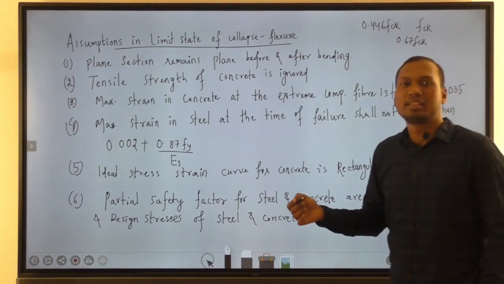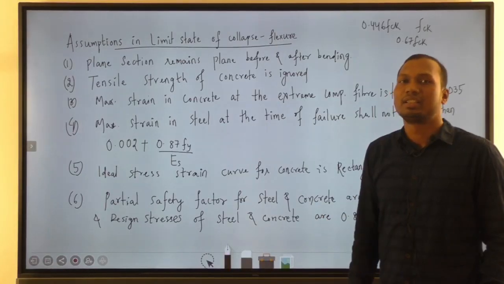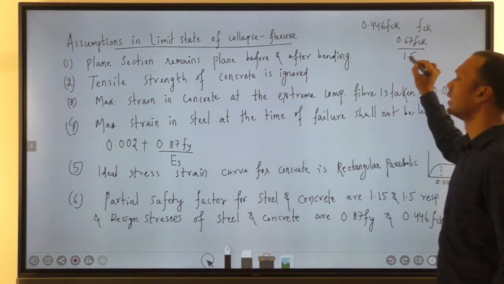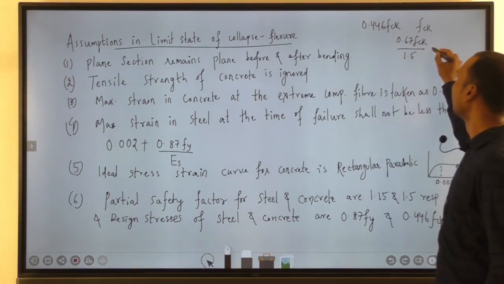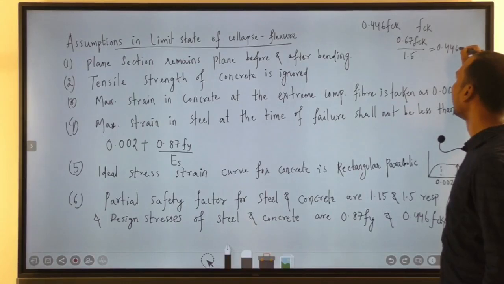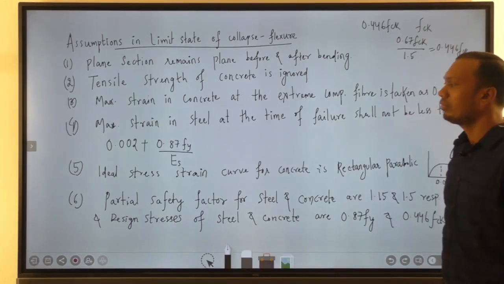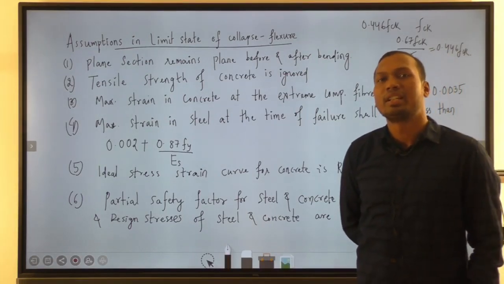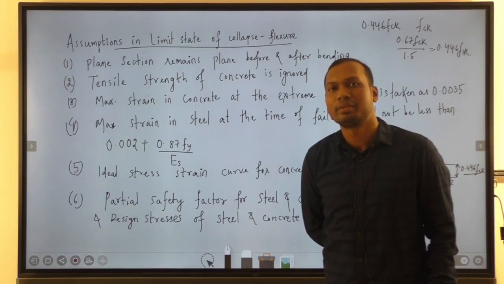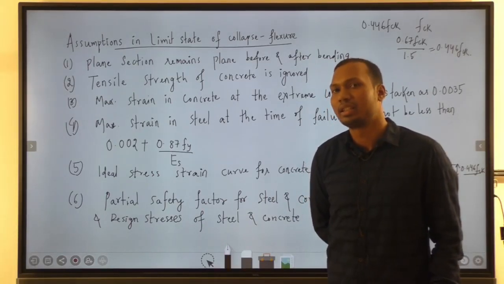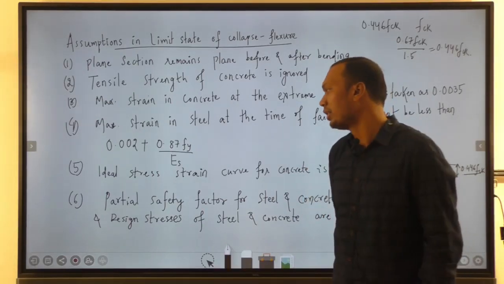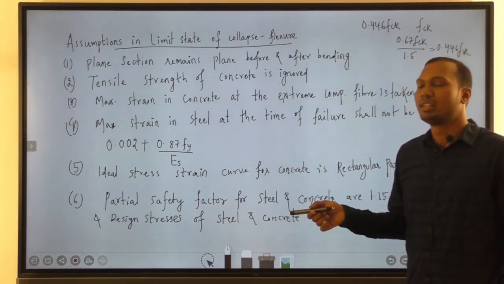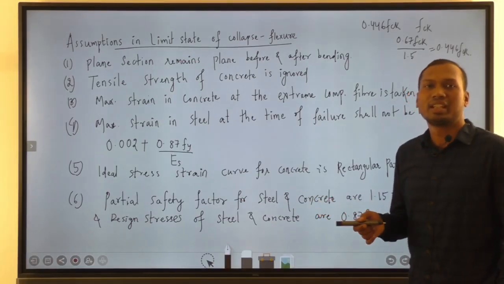To this, as I said in the previous slide, we are dividing a partial safety factor which is greater than 1. In case of concrete, we are going to divide it by 1.5. So if we calculate this value, we will get 0.446 Fck. Right? Then finally, the last assumption is that partial safety factors for concrete and steel are taken as 1.5 and 1.15, which makes the design stress of steel and concrete as 0.87 Fy and 0.446 Fck. Right, after knowing these assumptions and the previous slide, we will move on to the analysis part.